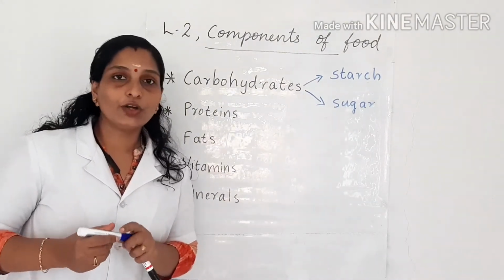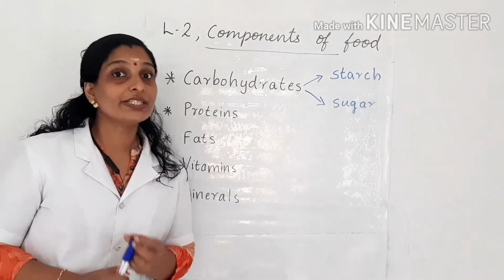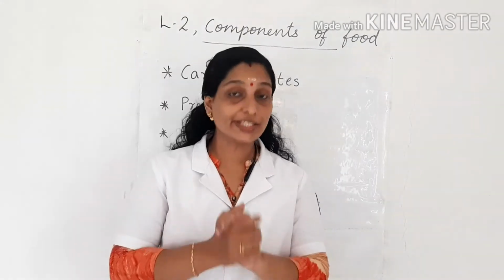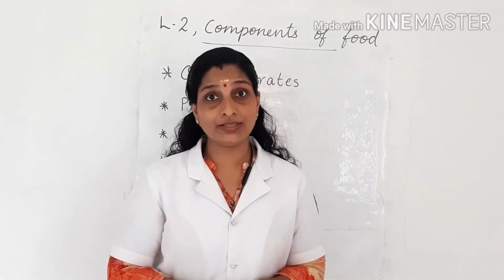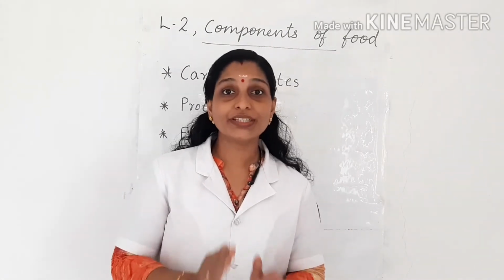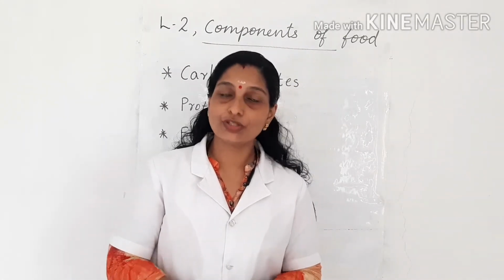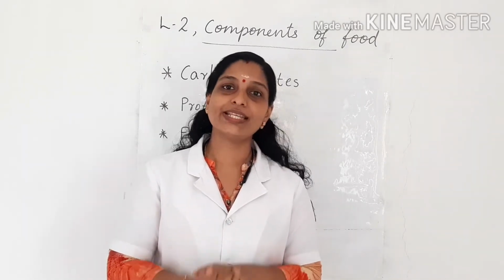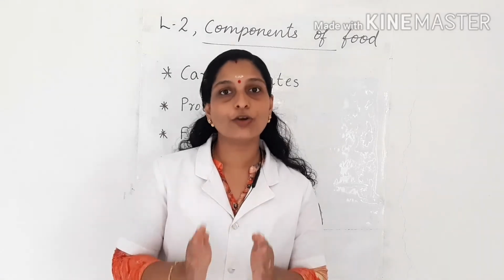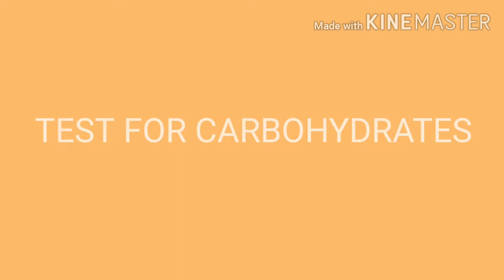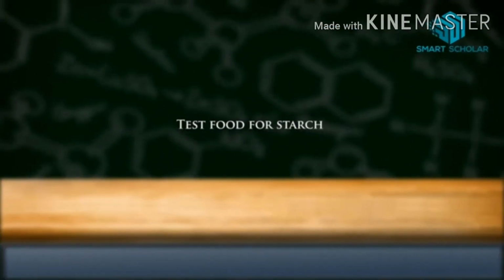So here we are going to test the presence of starch in the food item. The tests for carbohydrates, proteins and fats are similar to do when compared with the test for other nutrients. So here we are going to do the test for carbohydrates, proteins and fats. First we are going to do the test for carbohydrates. Test food for starch.